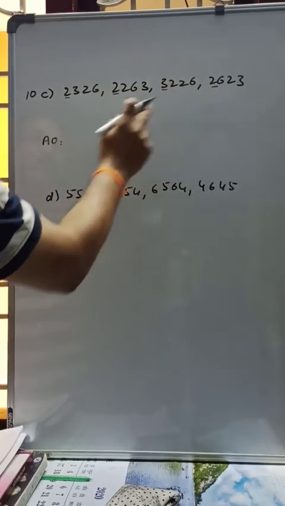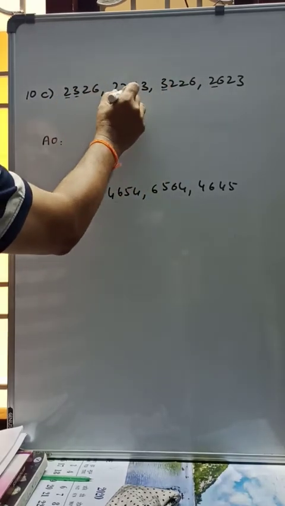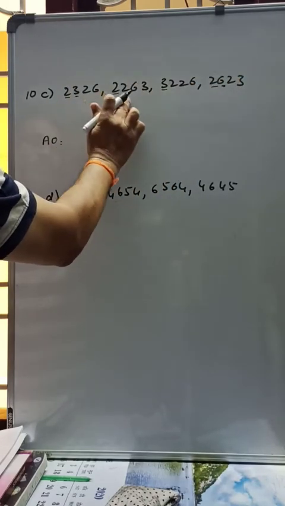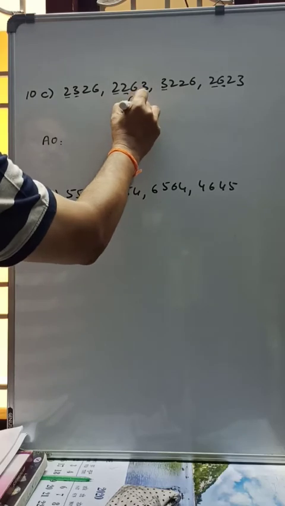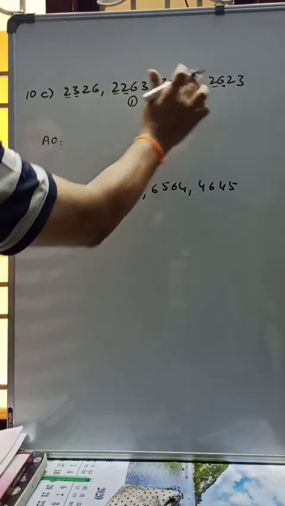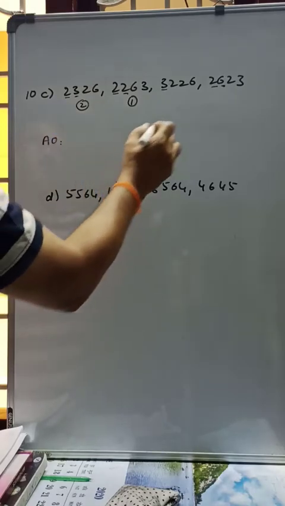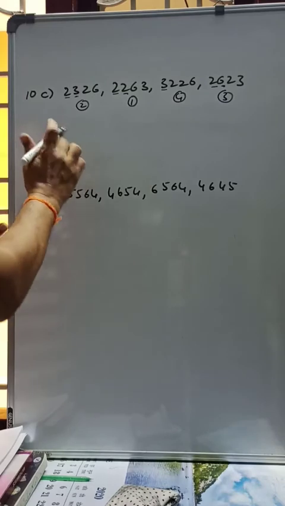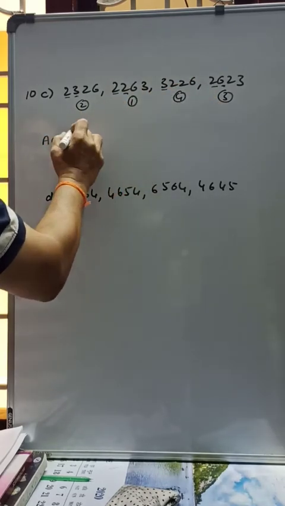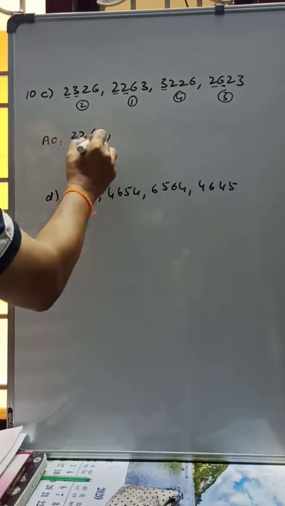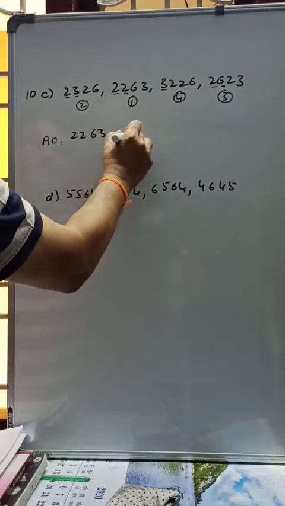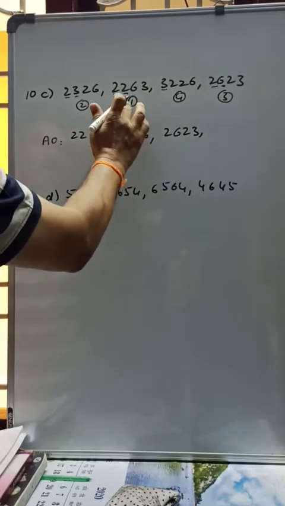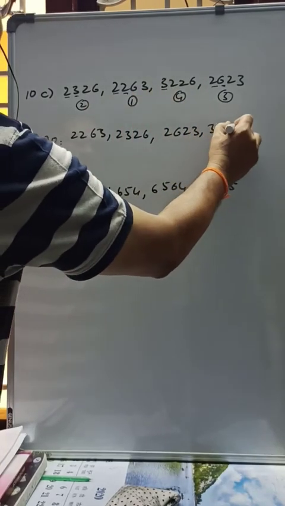Among first, second and third, compare the hundreds place. 3, 2 and 6. 2 is the smallest. 2 is smaller than 3 and 6. So we will write this number as first one. And 3 is smaller than 6. This number is second and this is third. Last number is the one with 3. So to write in the ascending order, first number is 2263. Second number is 2326. Third number is 2623. And last 3226.